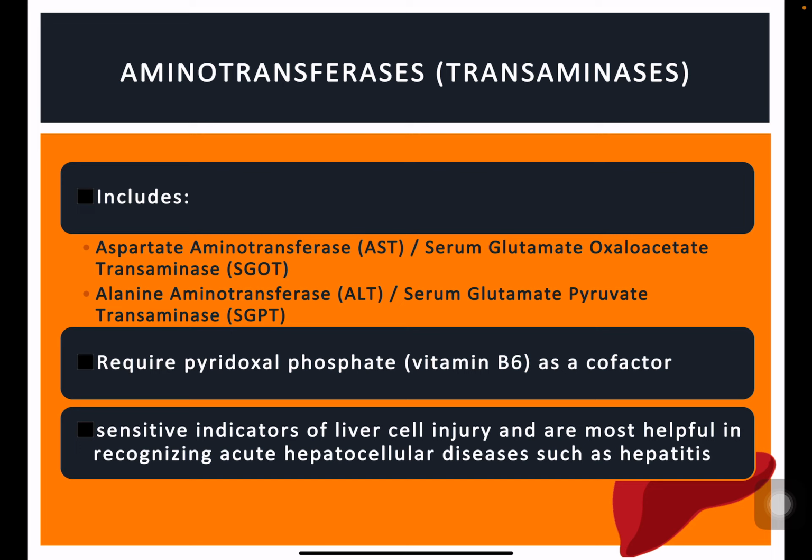So again, this includes the AST or your serum glutamate oxaloacetate transaminase or SGOT, and your ALT or your serum glutamate pyruvate transaminase or your SGPT. So these two enzymes require pyridoxal phosphate, like vitamin B6 as a cofactor, and they are sensitive indicators of liver cellular injury and are most helpful in recognizing acute hepatocellular diseases such as hepatitis.